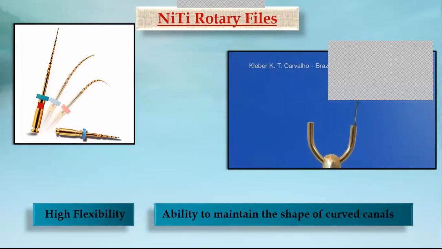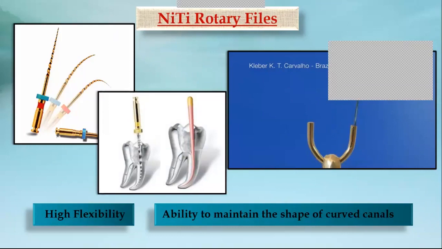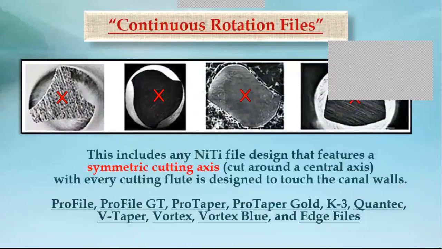But today, for simplicity, we are going to classify them according to their motion in the canal, how they move inside the canal. First were the conventional nickel titanium files with continuous rotation motion. These files have what we call the symmetric cutting axis. What does that mean? That the file, during rotation, rotates around a centered axis of rotation. Whatever the geometric design, the files rotate around the center axis of rotation centered inside the file, with all the cutting flutes touching the root canal walls.